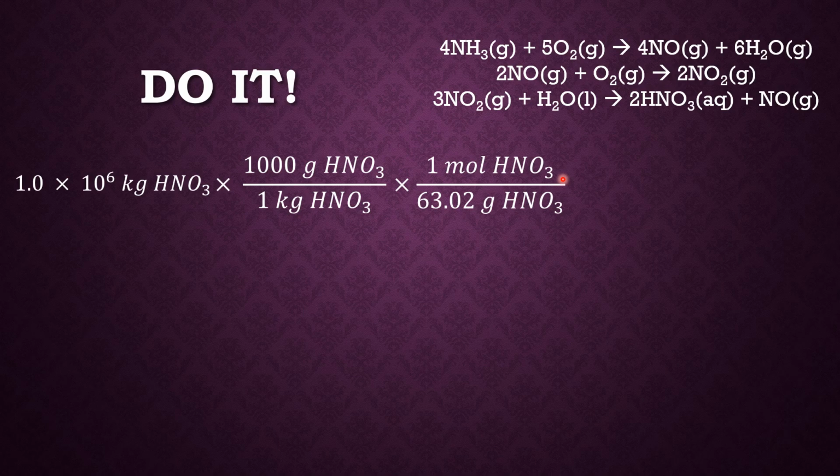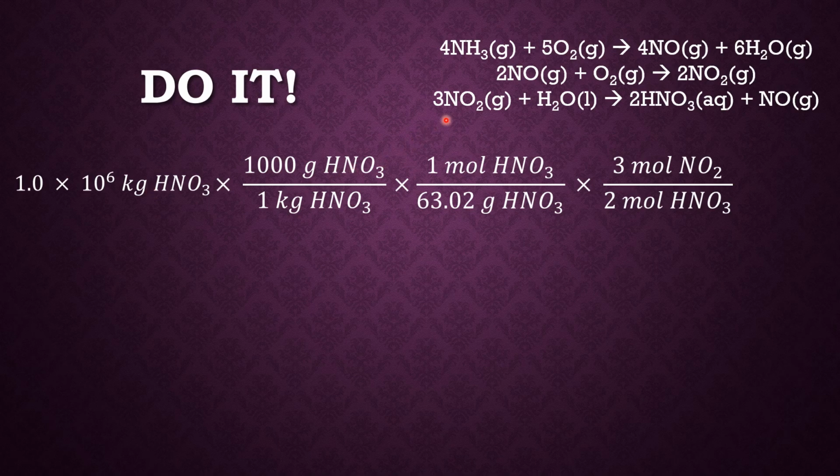If we stopped right here, this would tell us how many moles of hydrogen nitrate we need to produce. But that's not what they asked for, so we're going to keep on going. Now that we have it in moles, though, we can use our molar ratio. So for every 3 moles of nitrogen dioxide, we make 2 moles of hydrogen nitrate. That comes from this third reaction here. If we stop right here, this tells us how many moles of nitrogen dioxide it takes to make 1.0 times 10 to the 6th kilograms of hydrogen nitrate. But that's not what we need.